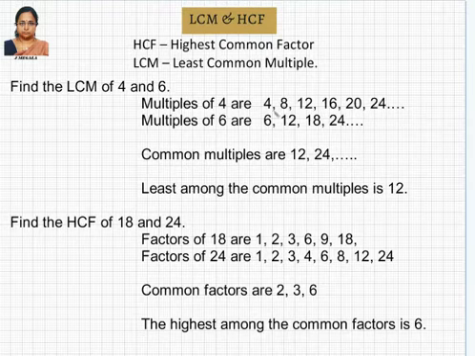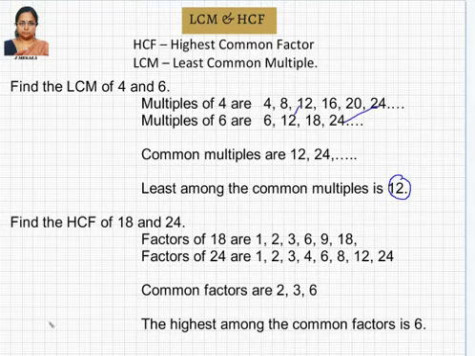Multiples of 4 are given here, and then 6 is given. So we are going to see these are all the multiples, and we have to go for the common multiples. You can see that the common multiples here are 12 and 24 and so on. So these are the common multiples, and the least of these is nothing but 12. So your answer is 12. So this is going to be the answer, right?